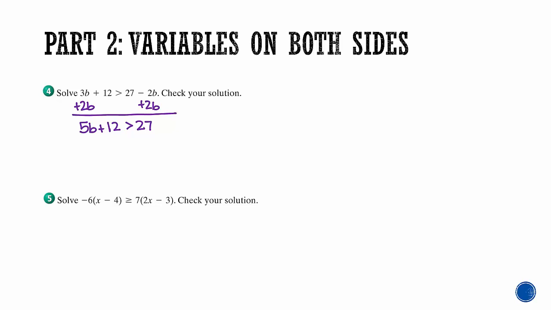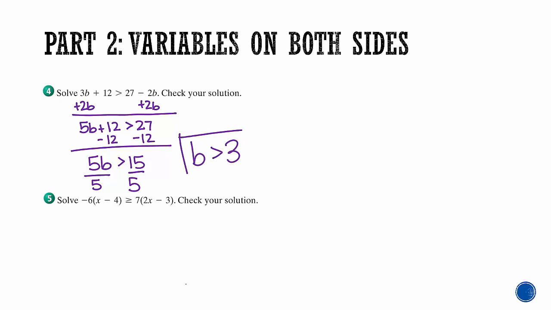And now this looks like all the other problems that we just got done doing. So I'm going to subtract 12 from both sides. Okay, the 5b is greater than 15. And then divide both sides by 5. So we get that the solutions are any number greater than 3.